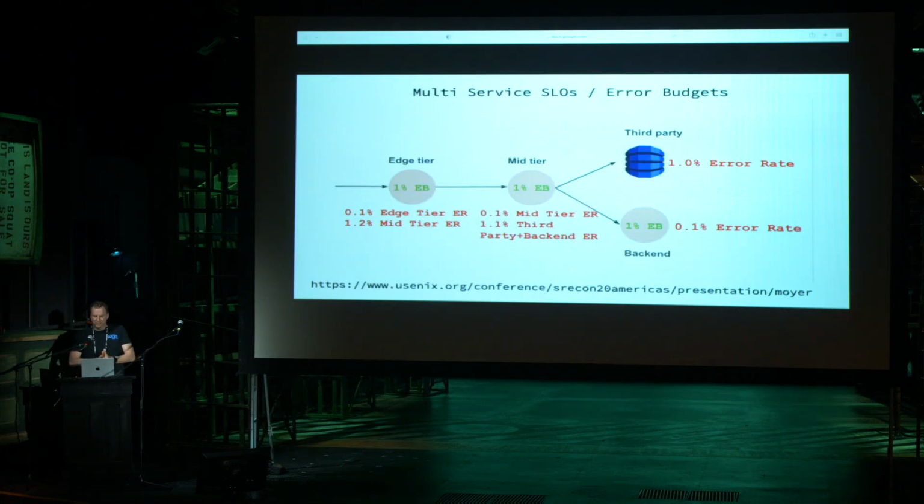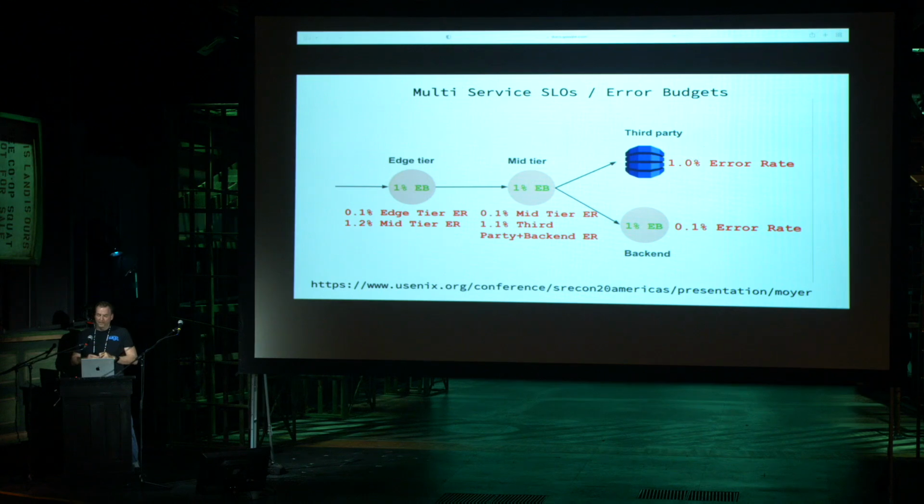Now, one common question I've gotten about SLOs and error budgets is, okay, this sounds easy for a monolith, but how do I implement them across a distributed service architecture? Well, one approach is to use an SLO and an error budget for each service, and that includes third-party vendor services. The errors generated at the backend services, meaning away from the request source, are additive to the middle tier and edge tier error budgets in SLO.